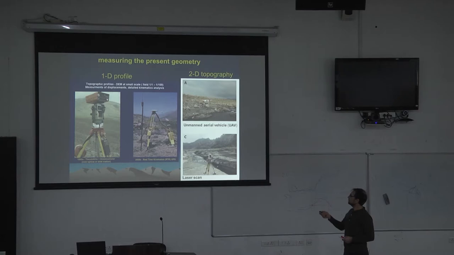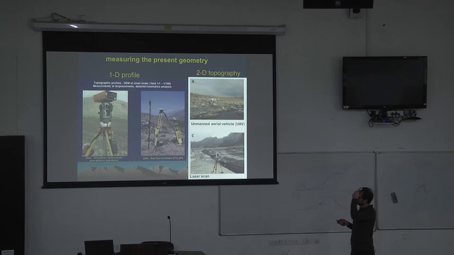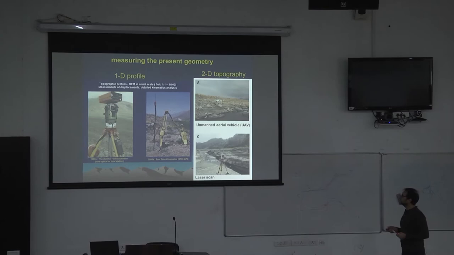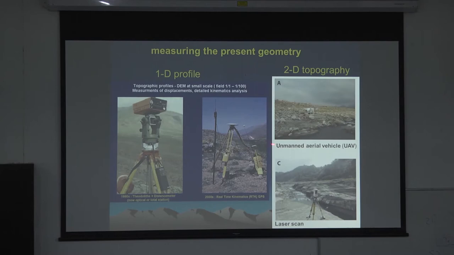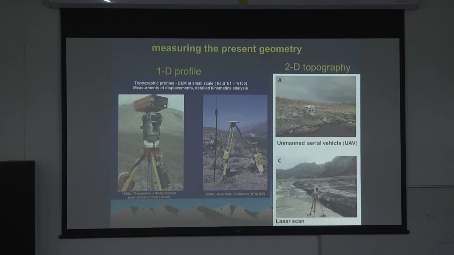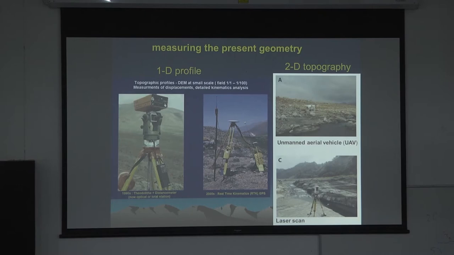there are different tools to do that. You can do it with a classical total station with differential GPS. You can also use 2D topography. You can achieve a 2D topography either by correlating images taken from aerial photos, from an unmanned aerial vehicle. And you can also use laser scan.